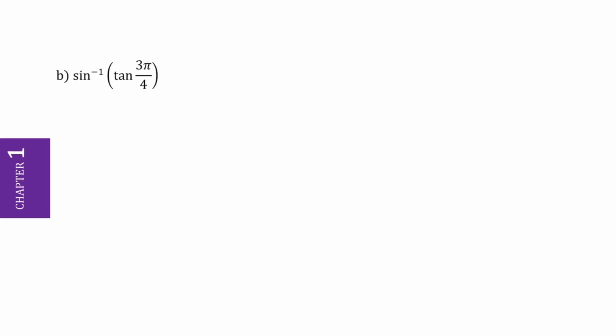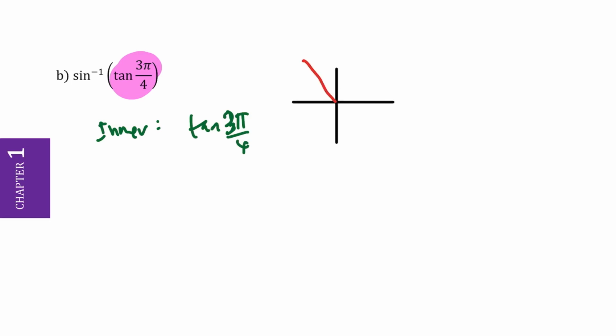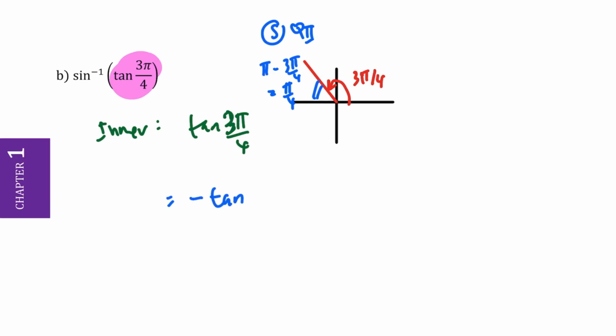Let's see question B here. Let's solve for your inner function first. Therefore, our inner function is tangent 3 pi over 4. So let's solve this. Let's open up our reference angle here. So 3 pi over 4 is here. Therefore, let's find our reference angle. Pi minus 3 pi over 4. So this is pi over 4. This is quadrant 2, the house of sine, so you need to put a negative here. So negative tangent pi over 4. Therefore, the inner function will be negative 1.